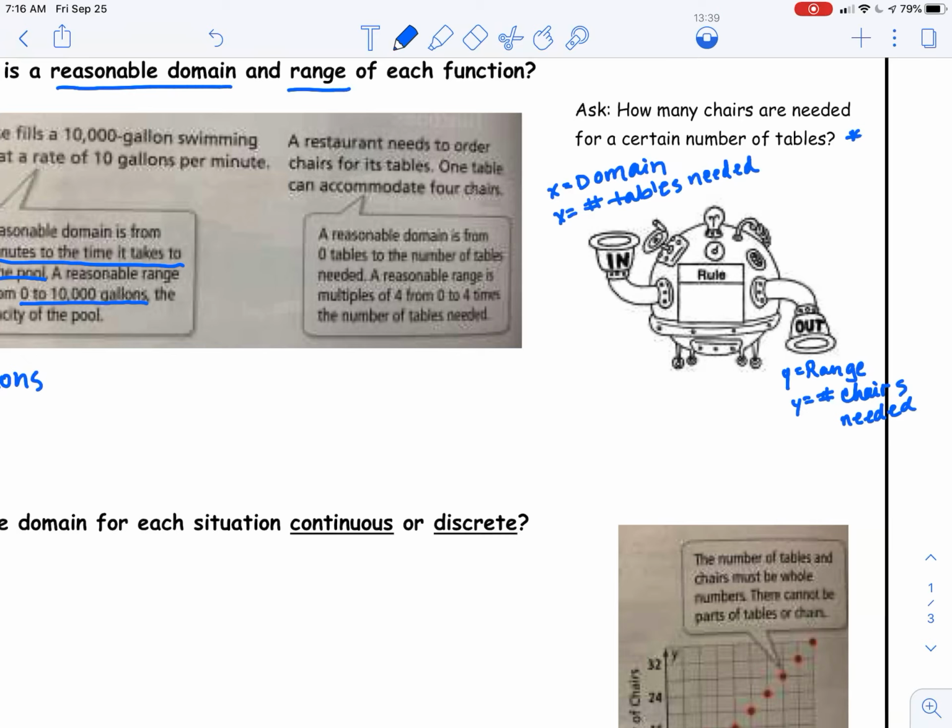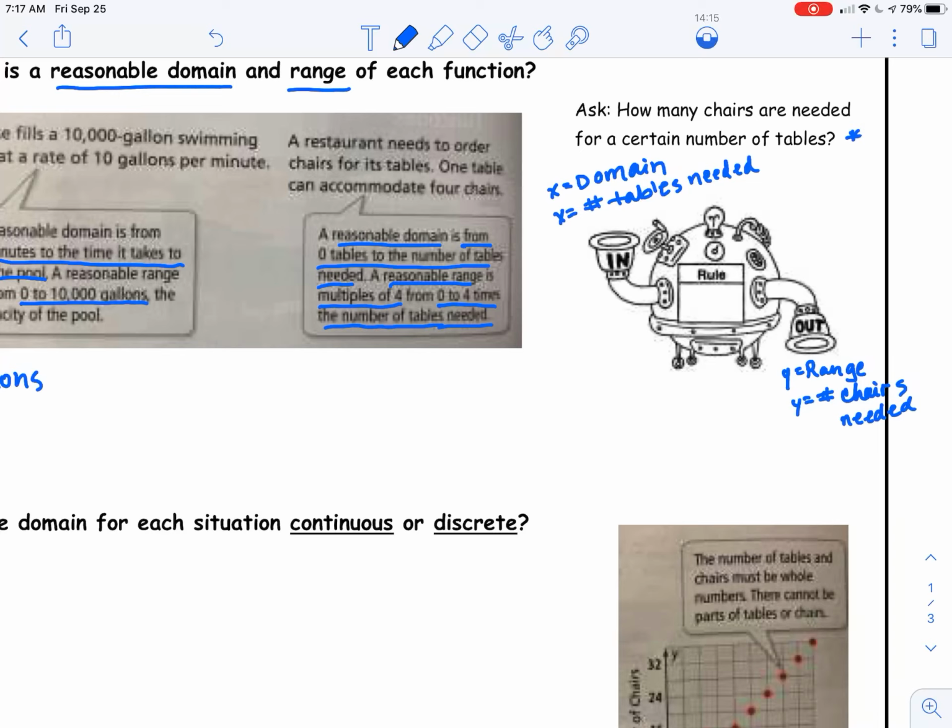And a reasonable range would be simply from, and I like this, let's underline this in the problem. So the reasonable domain is from 0 tables to the number of tables needed. And a reasonable range are the multiples of 4, right? From 0 to 4 times the number of tables needed. And that might be a little bit too much to underline, so I'm just going to pull out what's important here. The reasonable domain is from 0 to the number of tables needed. Reasonable range would be multiples of 4 from 0 to 4 times the number needed.